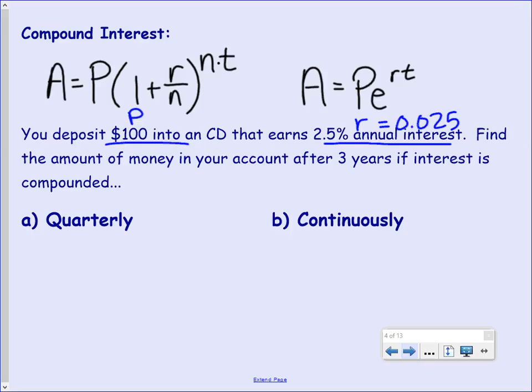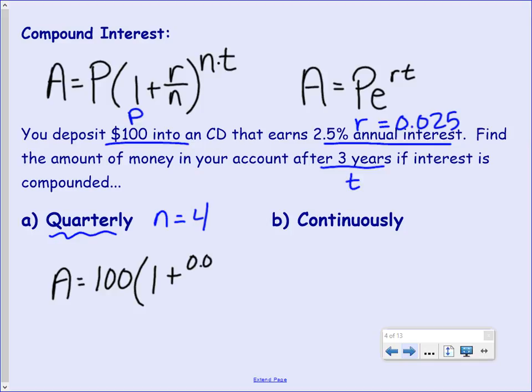It says, find the amount of money in your account after 3 years, that's my time, if interest is compounded quarterly. When we say quarterly, we know to use that first formula, and for this example, n will equal 4. Quarterly would be 4 times a year. So I'm going to plug into the formula. My principal is 100, times 1 plus my rate, which is 0.025, divided by 4.